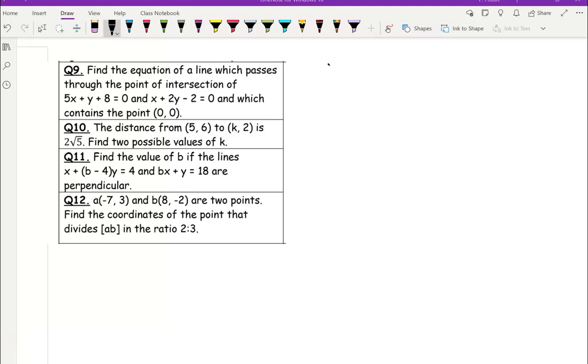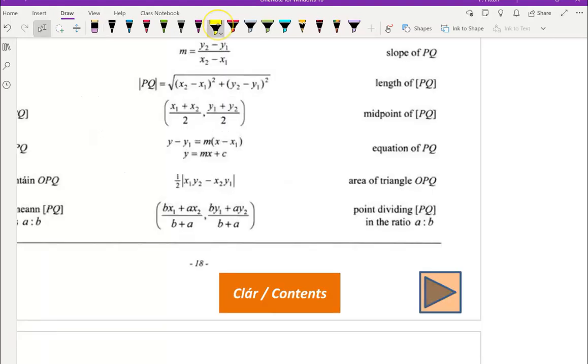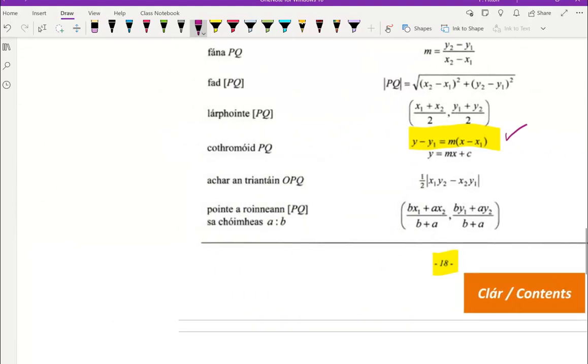The line revision sheet 1, question 9: find the equation of a line which passes through the point of intersection of 5x plus y plus 8 equals 0 and x plus 2y minus 2 equals 0, and it contains the point 0, 0. If we're looking for the equation of a line, we write down our equation of a line formula. Our equation of a line formula is on page 18, and what we tend to use if we're finding the equation, 90% of the time it's the first formula, y minus y1 equals m times x minus x1.